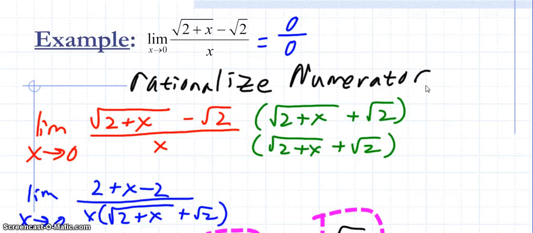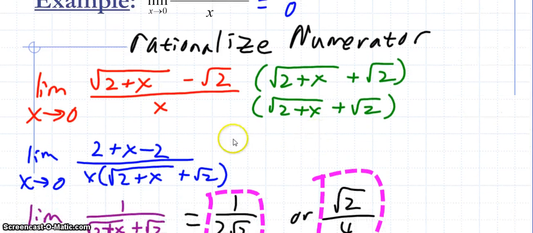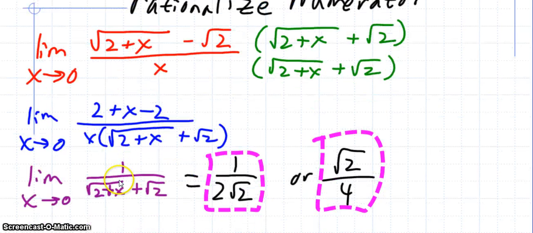So here we are rationalizing the numerator, which means that we are just getting the radicals out of the numerator. So I'm going to multiply the numerator and denominator by the conjugate of the numerator. I do that because then I know the radicals are going to go away. So when I multiply by the conjugate, we end up with the limit as x goes to 0 of 2 plus x minus 2 over x. Remember, do not distribute in the denominator in this case. Over x times root 2 plus x plus root 2.